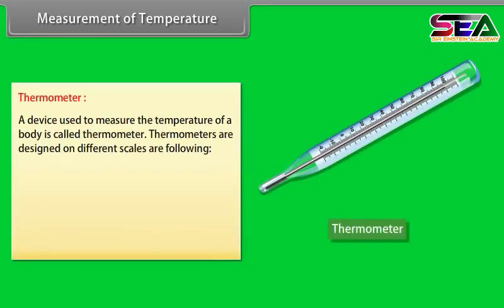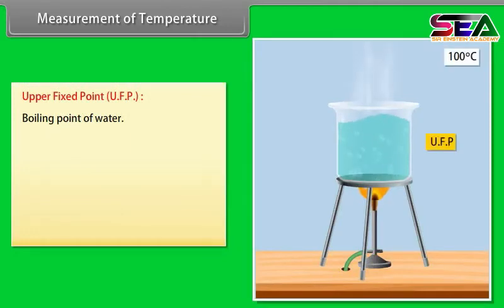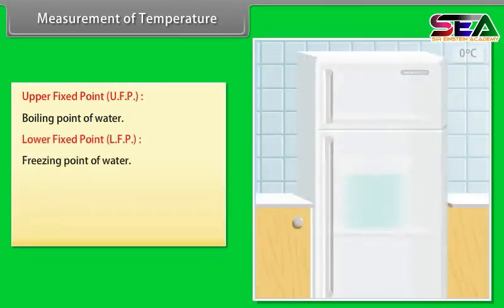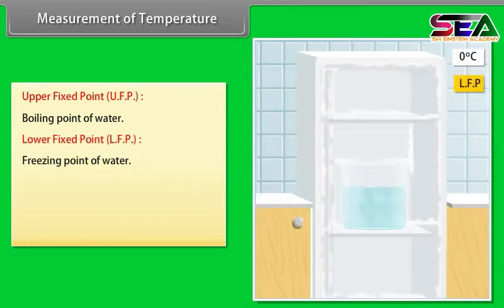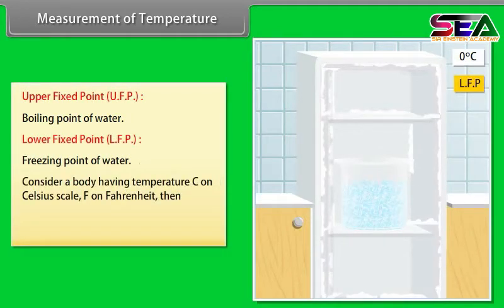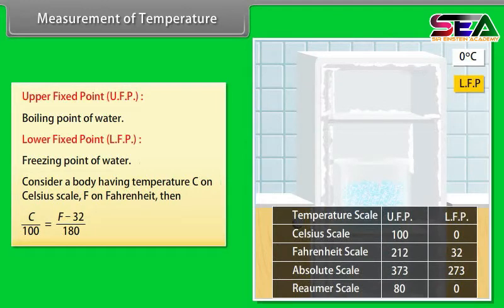Measurement of temperature. A device used to measure the temperature of a body is called a thermometer. Thermometers are designed on different scales: Celsius scale, Fahrenheit scale, Kelvin scale, and Reamur scale. Boiling point of water is known as upper fixed point. Freezing point of water is known as lower fixed point. Consider a body having temperature C on Celsius scale and F on Fahrenheit scale. Then C/100 = (F − 32)/180.